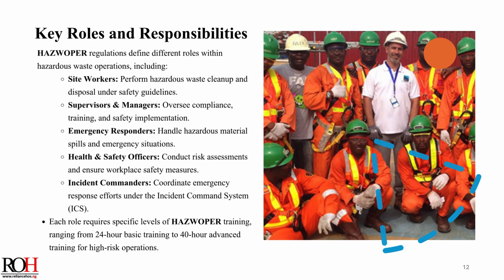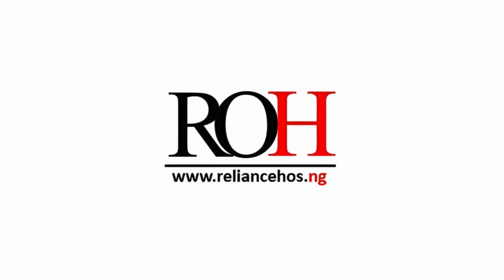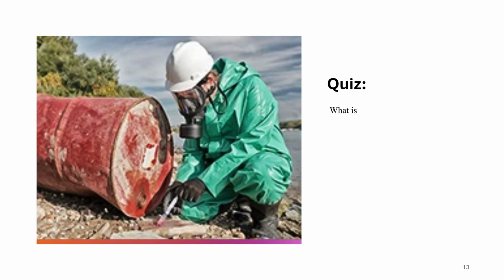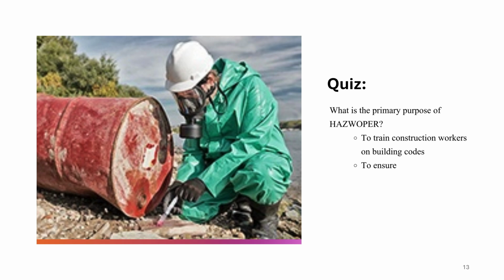Each role requires specific levels of HAZWOPER training, ranging from 24-hour basic training to 40-hour advanced training for high-risk operations. Quiz. What is the primary purpose of HAZWOPER? To train construction workers on building codes, to ensure safety during hazardous waste operations, to regulate environmental recycling practices, to increase workplace productivity.